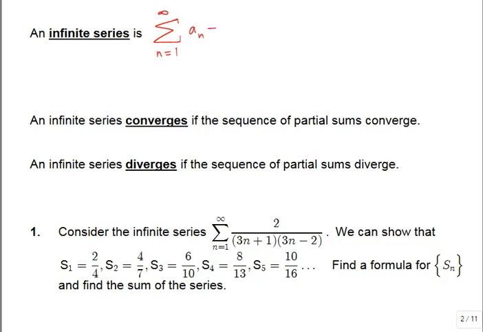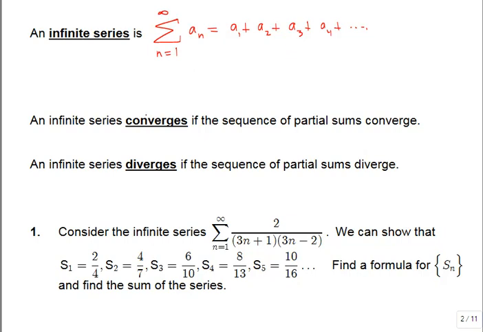So if we let n be 1, that would be a sub 1. If we let n be 2, that would be a sub 2. If n is 3, that's a sub 3, and so forth. And what this sum does here, this sigma notation, is it adds together all of those terms in your sequence, and this would continue on forever. So this is called an infinite series.